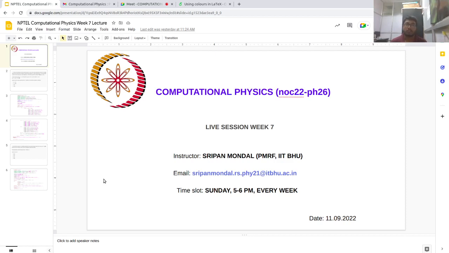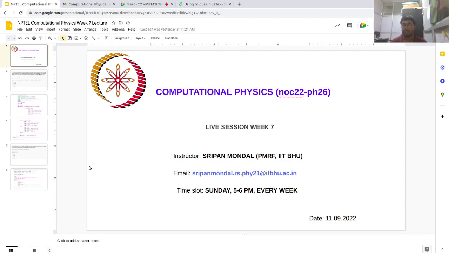So today, as you can see from the previous lecture, in the last problem we solved a second order differential equation, which can be written as two coupled first order differential equations, and then we solved it by the RK4 method.